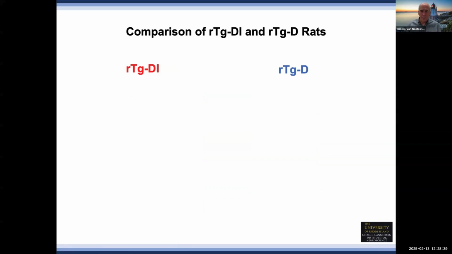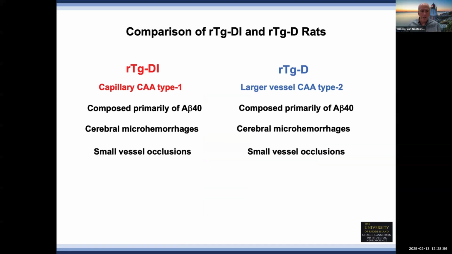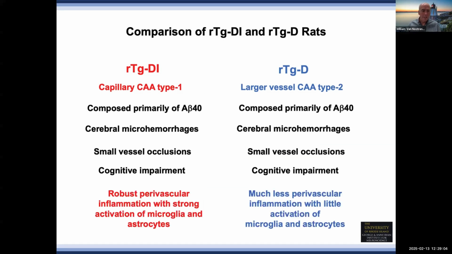So just to summarize some of these findings here, when you look at these two models, the RTGDI is a model of capillary CAA type 1. RTGD is a larger vessel CAA type 2 model. They're composed both primarily of A beta 40. Both models develop cerebral microhemorrhages. Both models have small vessel occlusions. And although not shown here today, both models also develop progressive cognitive impairment. However, when you look at the perivascular neuroinflammatory response involving microglia and astrocytes, it's very robust in CAA type 1, but there's much less, if any, activation in CAA type 2 in Dutch rats.